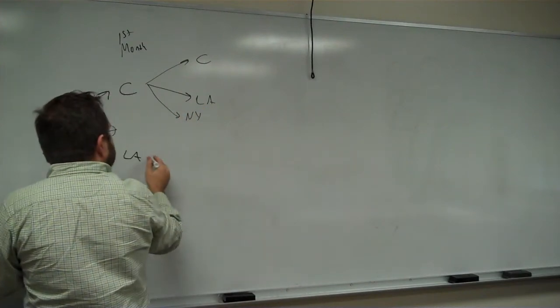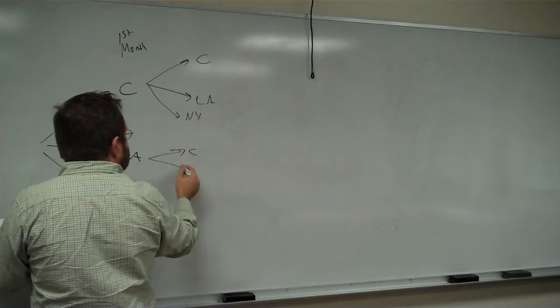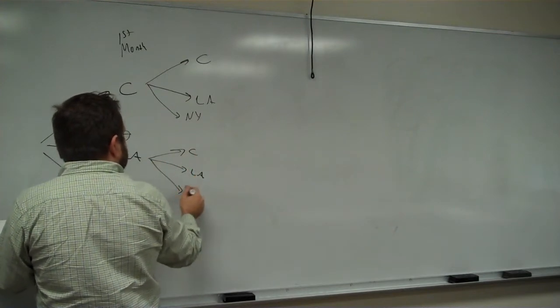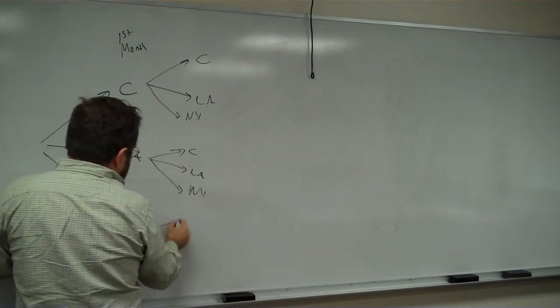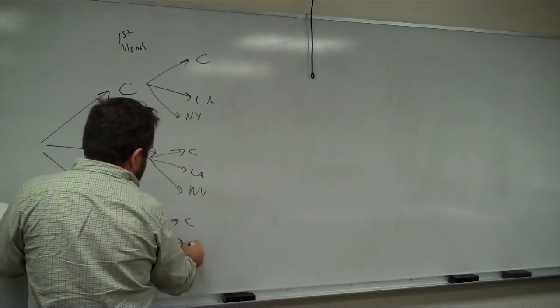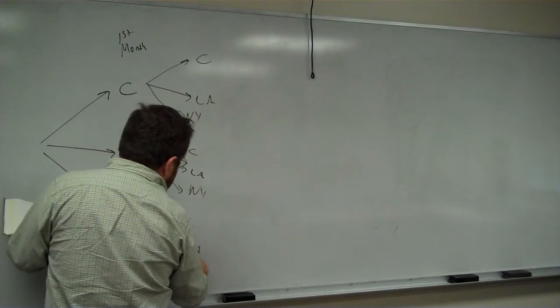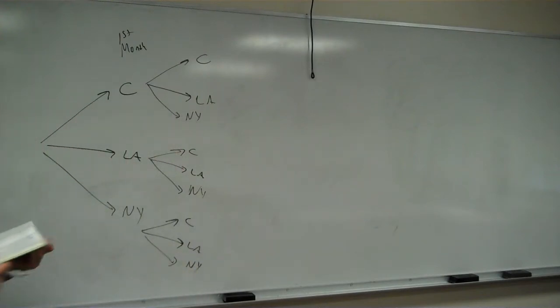If they went to LA first, they could go to Chicago next, then LA, or then to New York. And if they're in New York, they could go to Chicago, they could go to LA, or they could go to New York. See how we've made a chart that explains the possibilities.